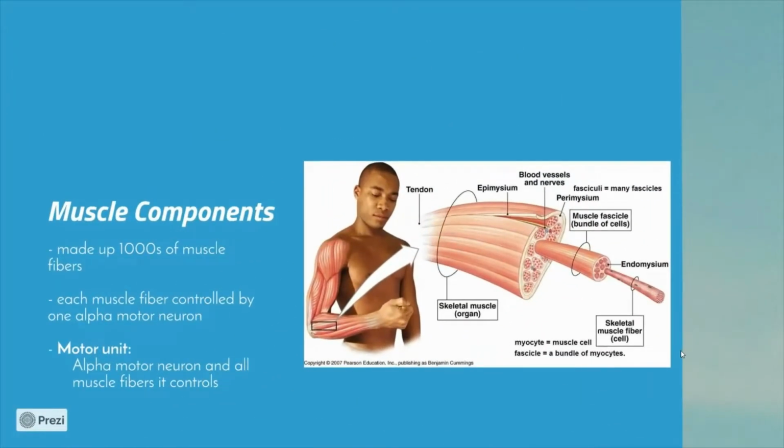Muscle components. Muscles are made up of thousands of muscle fibers. Each muscle fiber is controlled by one alpha motor neuron. However, one alpha motor neuron can control a few to 100 muscle fibers. A motor unit is an alpha motor neuron and all the muscle fibers that it controls. Alpha motor neurons are most often located in the spinal cord.